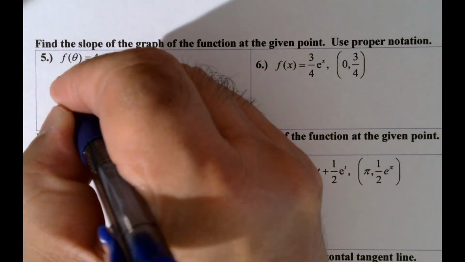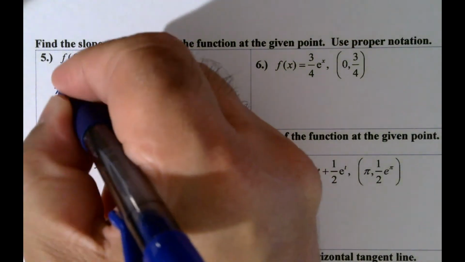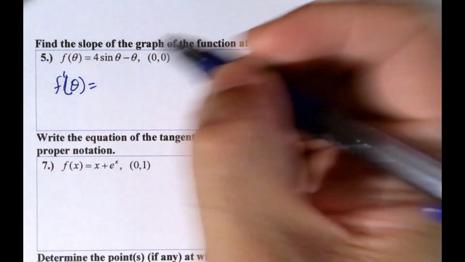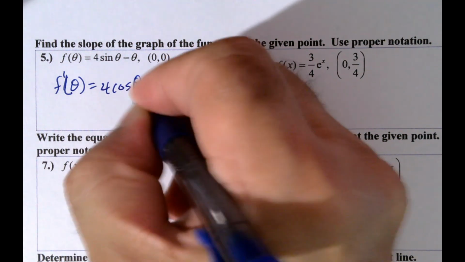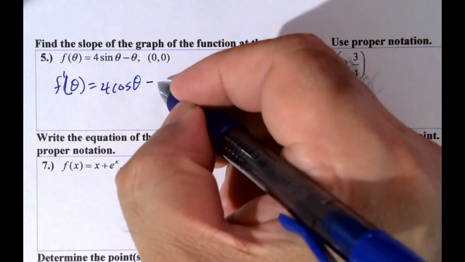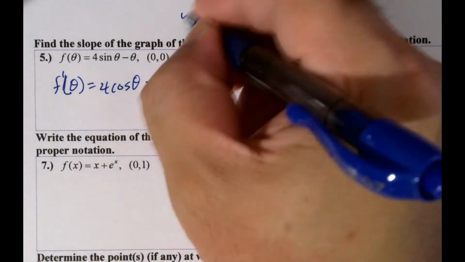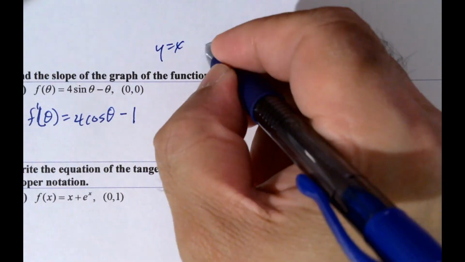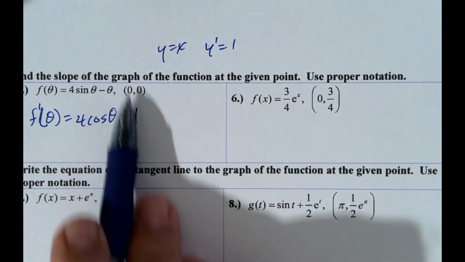So it's f prime of, ooh, that's a big long prime. Well, maybe it's parentheses. There's the prime. All right. Derivative of sine is cosine, so it's 4 cosine theta. And theta is my variable, so the derivative of theta is 1. It's like the derivative of x. If I had y equals x, the derivative of that is 1. Same thing here. It's minus theta, so the derivative is minus 1.